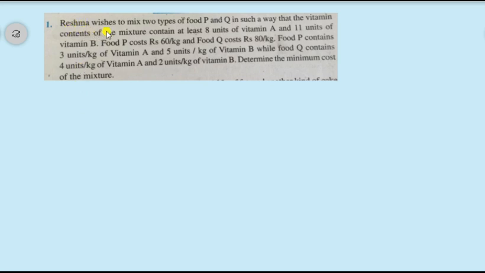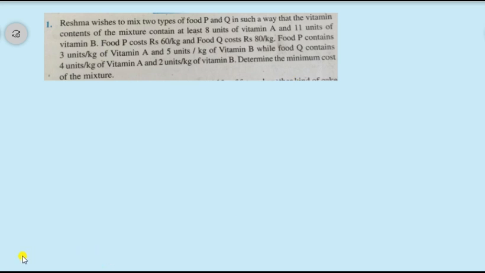Observe here, Reshma wishes to mix two types of food, P and Q, in such a way that the vitamin contents of the mixture contain at least 8 units of vitamin A and 11 units of vitamin B. Food P costs 60 per kg, food Q costs 80 per kg. Food P contains 3 units of vitamin A and 5 units of vitamin B, while food Q contains 4 units of vitamin A and 2 units of vitamin B. Determine the minimum cost of the mixture.